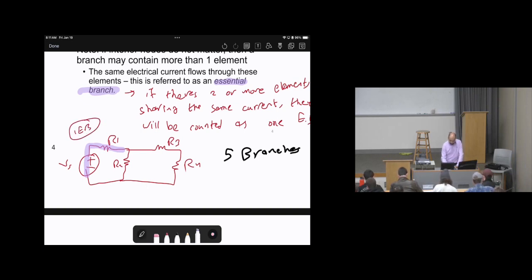Then R2, it's only sharing its own current. There is no current the same, right? So this is another essential branch. Then we have R3 and R4. They are sharing the same current. Then this is another essential branch. So overall we have 3 essential branches.